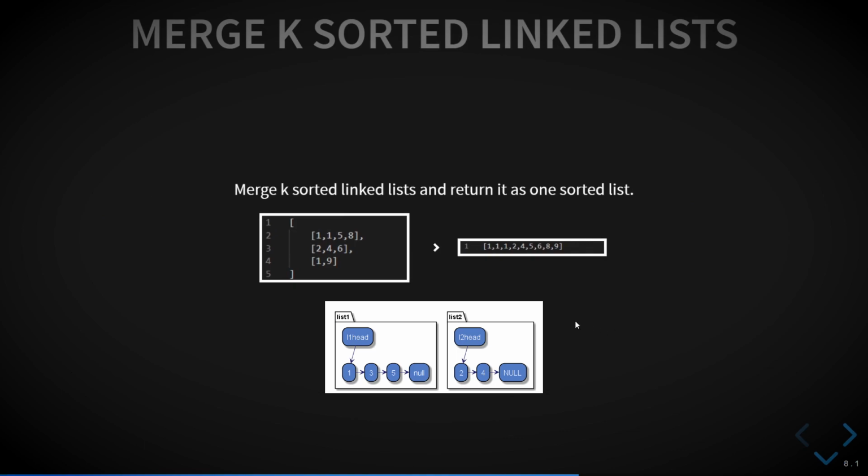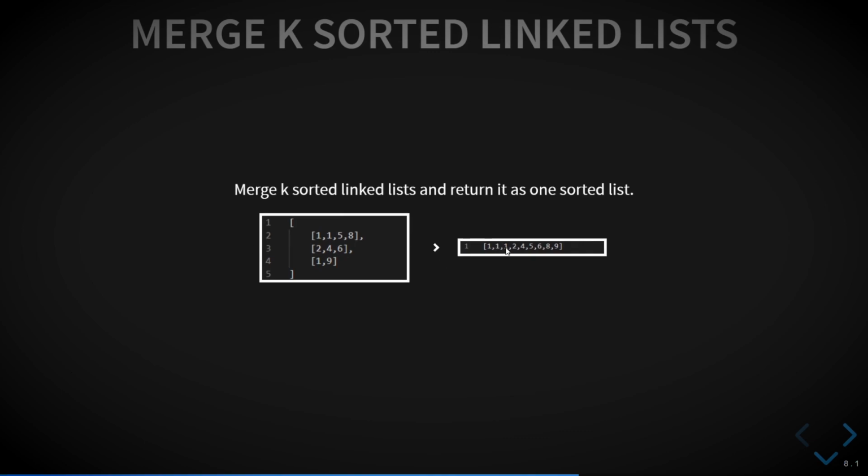So here we are given k sorted linked lists. All we have to do is return one sorted linked list which has all the elements from all the lists in sorted order. If you want, you can pause this video to try it yourself or just follow along to see how to solve this problem.